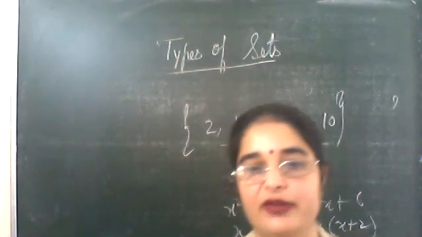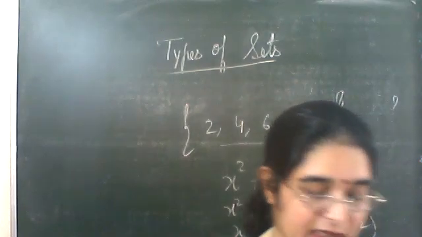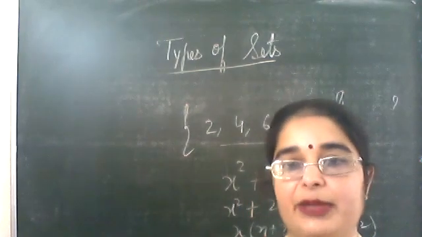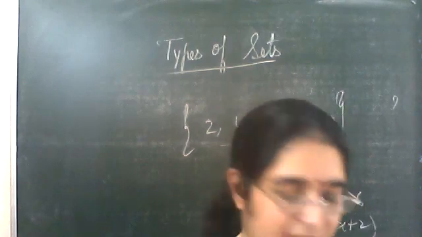So the answer will be what? X should be equal to minus 2 and X should be equal to minus 3. Where A is a set containing elements 2, 3 and B is a set containing element minus 2 and minus 3. So they are not equal.